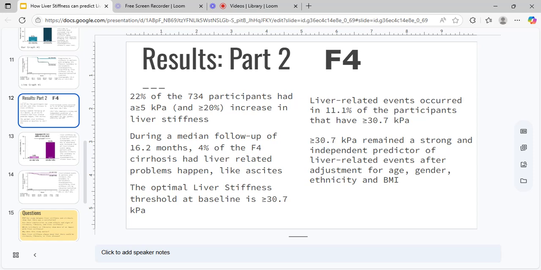And in the next slide, we'll see that there was only like 1.1% of the participants having a liver event if they had a greater than 30.7 kPa, which I found interesting as well because that's a pretty high jump. For the less than or equal to 30.7 kPa, this has indicated that this is a strong and independent predictor of liver-related events after adjustments for age, gender, ethnicity, and BMI. Like I said, this study was done all throughout the world and with many different ages and different sexes.